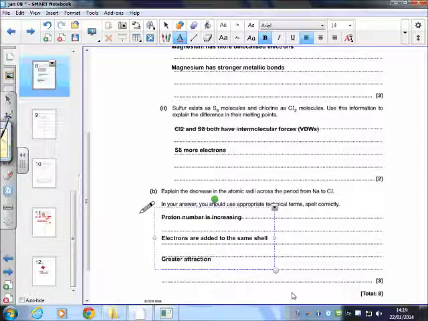And you need to spell protons correctly for making sure you get that mark here. So as long as you spell proton correctly, you still get this mark here.